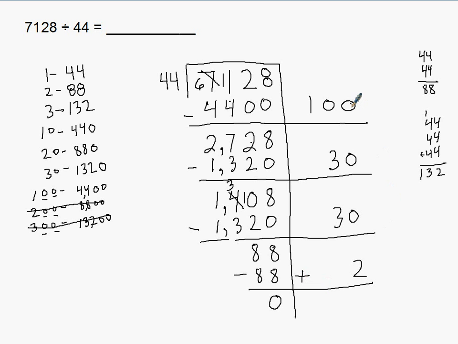Let's add this up. 0 plus 0 plus 0 is 2. 0 plus 3 plus 3 is 6. And I have a 1 here with nothing to add to it, so it just stays as a 1. So my answer will be 162, and I'm going to write it up here.